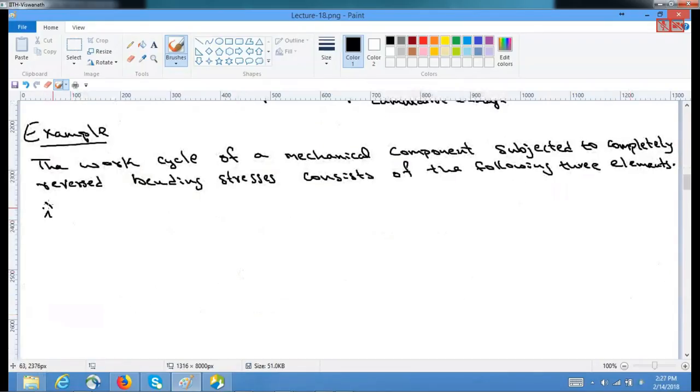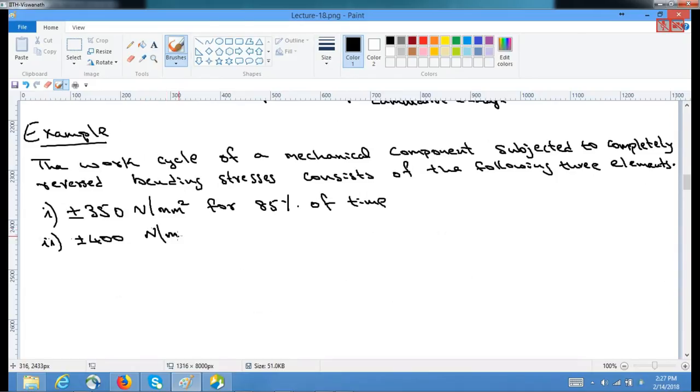First one, plus or minus 350 Newton per mm square for 85% of time, and plus or minus 400 Newton per mm square for 12% of time, and plus or minus 500 Newton per mm square for the remaining 3% of time.